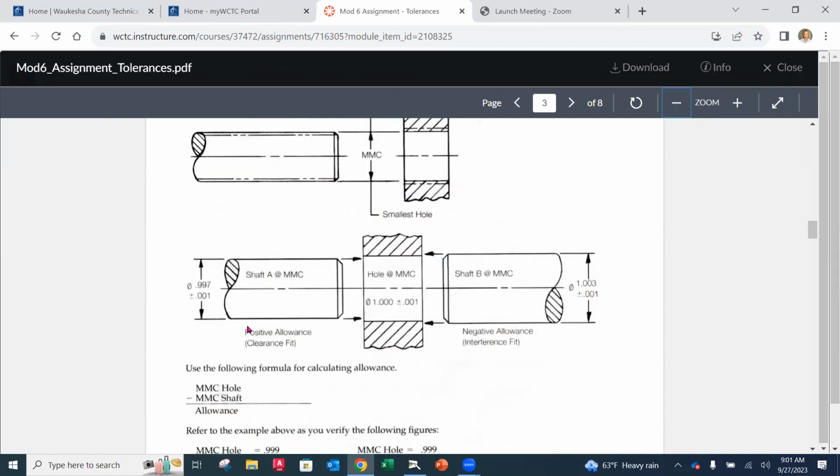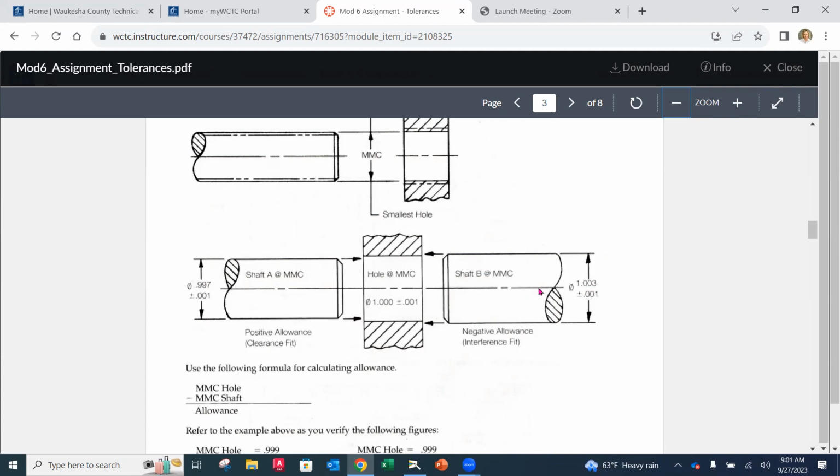When we have a positive allowance, that's where we have a clearance. And you'll notice that our pin is smaller in all cases than the hole that it's going into. Over on the right-hand side, we have a shaft that has a negative allowance. So in this case, that means that we're going to have material that's competing for the same space. And we're going to have a press fit, an interference fit.